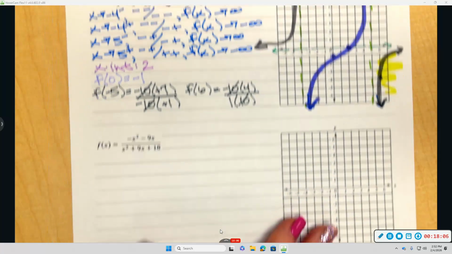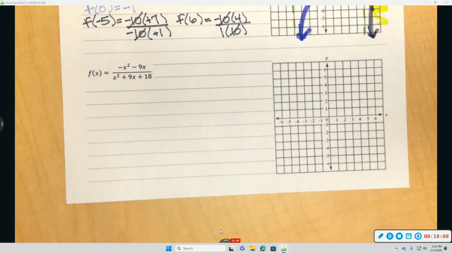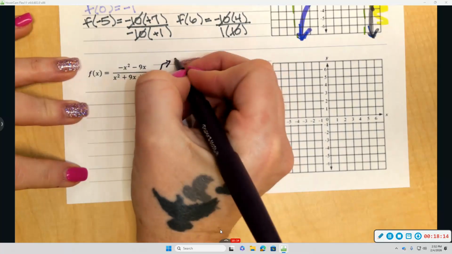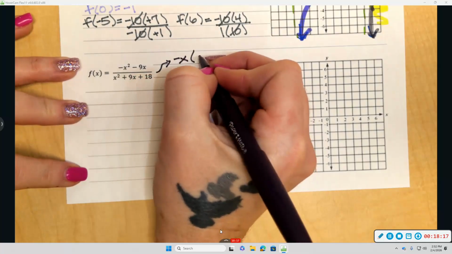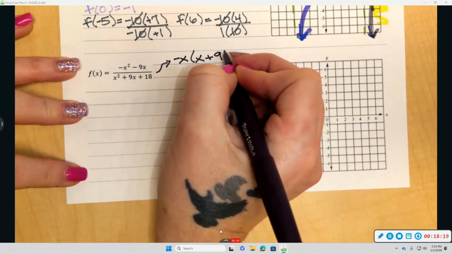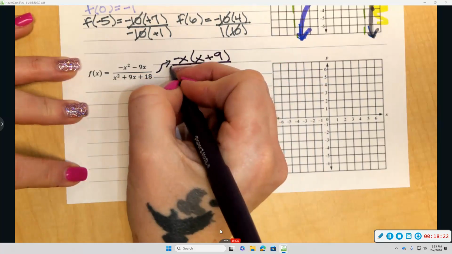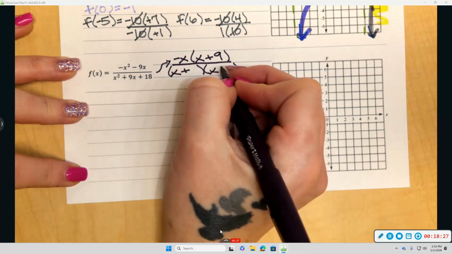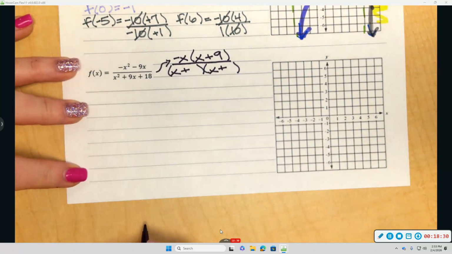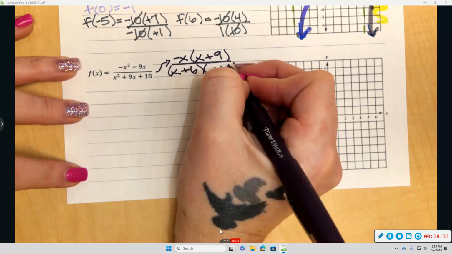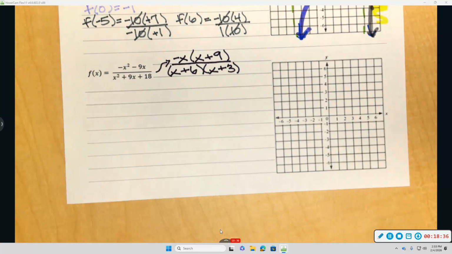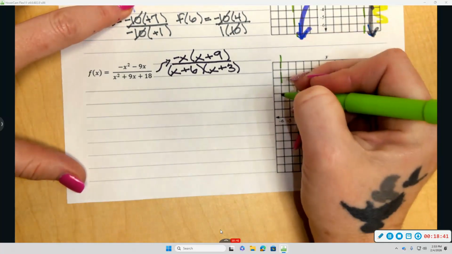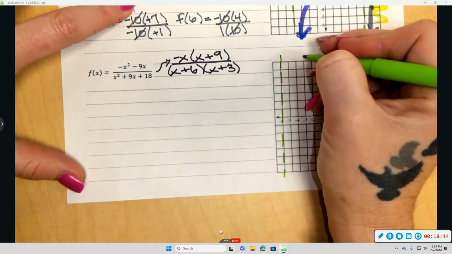All right, one more. Negative x squared minus 9x. I'm going to factor both of these guys again. I'm going to take the negative x out of the numerator, and I'll have x plus 9 over 2 sets of parentheses, x plus, x plus. Two things that multiply to give me 18 and add to give me 9 are 6 and 3. So first thing, I know I have 2 vertical asymptotes at negative 6 and negative 3.